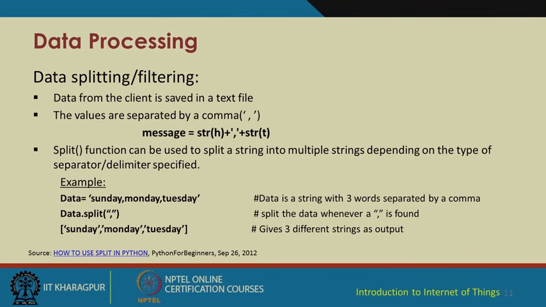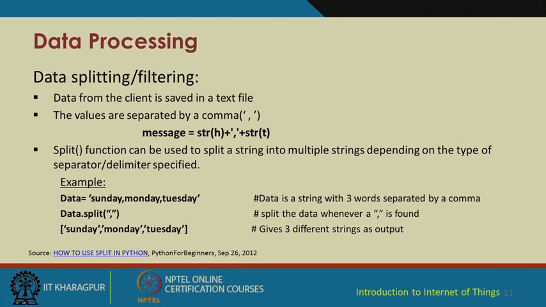Regarding this data splitting, now imagine the data from the client is saved into a text file and the values are separated by a comma. As we have covered in previous lectures, this is called a CSV or comma separated value file. Instead of a comma, you can use any other delimiter.